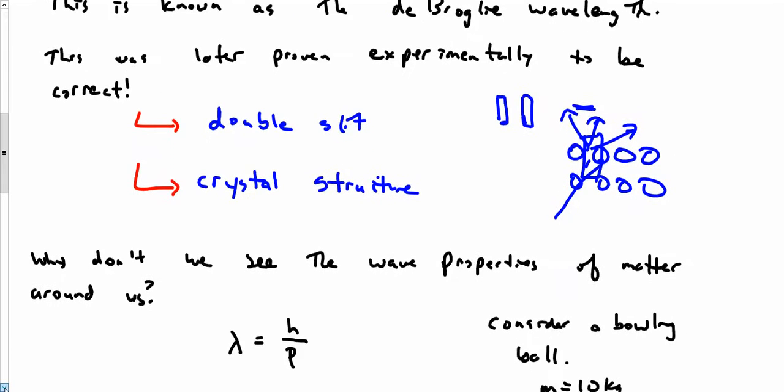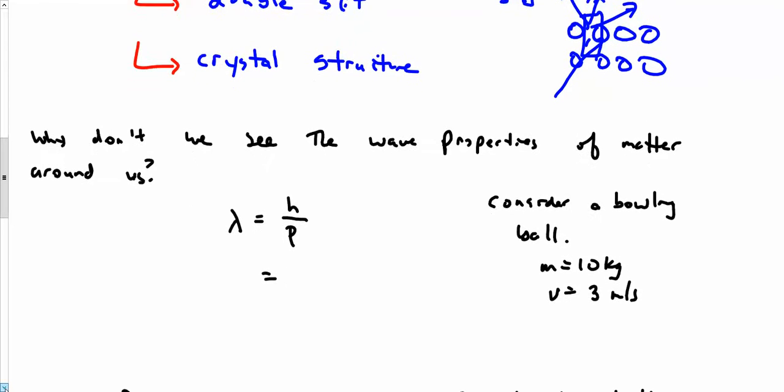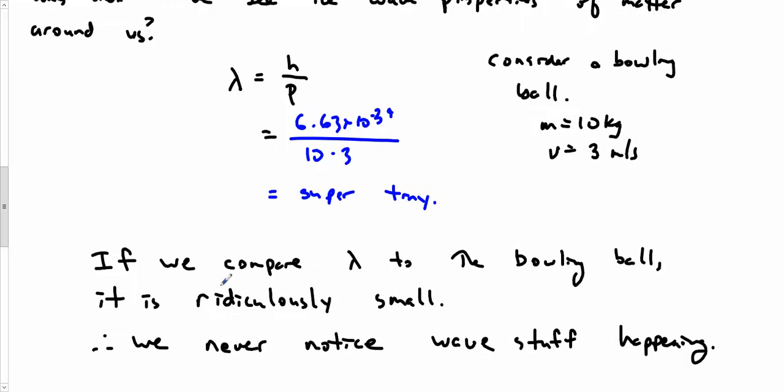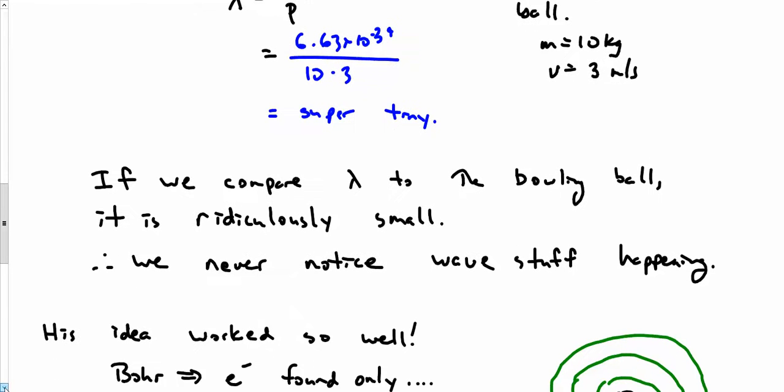So why don't we see the wave properties of matter around us? Well, here's the formula, h over p. Let's think about a bowling ball. Let's say its mass is 10 kilograms. Let's say it's moving at 3 meters per second. This is 6.63 times 10 to the minus 34 all over 10 times 3. And this number is going to be super tiny. Yes? Lambda here is going to be super tiny. And if we compare lambda to the bowling ball itself, it's going to be ridiculously small. So that's why we never notice wave stuff happening, because its lambda is so much smaller than itself.